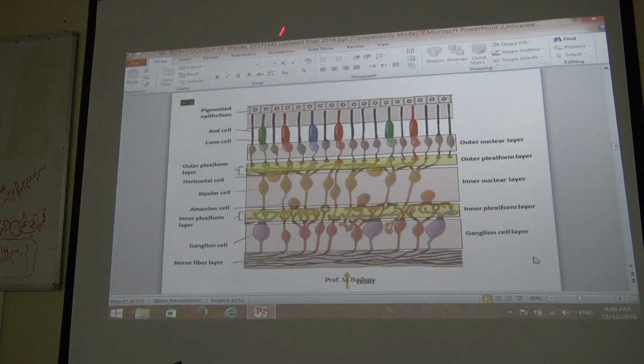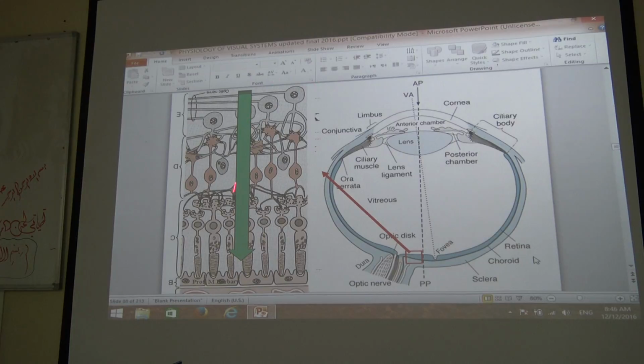Okay? We have here that the receptor layer is in the outer part of the retina. And this is the inner part. So the outer part of the retina is receptors. And it is very close to the pigmented cell layer. And the function of the pigmented cell layer is to absorb the light after stimulation of the receptors.